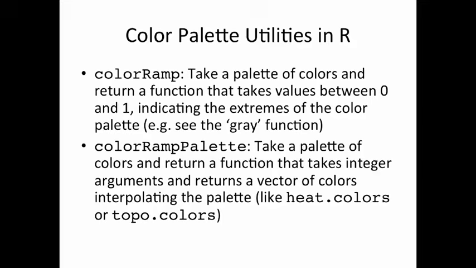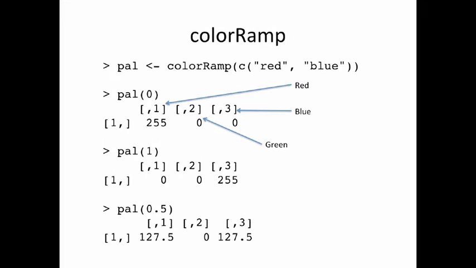The colorRampPalette is a very similar type of function. It takes a palette of colors, and what it does is it returns another function that, rather than taking a value between 0 and 1, takes an integer argument and will return a vector of colors interpolating that palette. So this is similar to the heat.colors function or the topo.colors function. So let's just do a very quick example here.